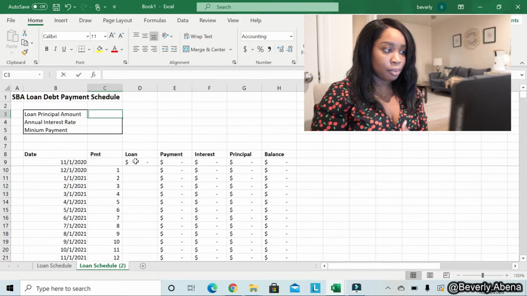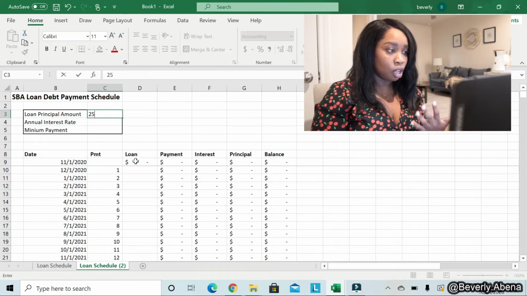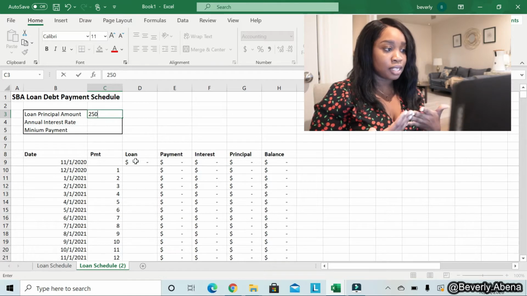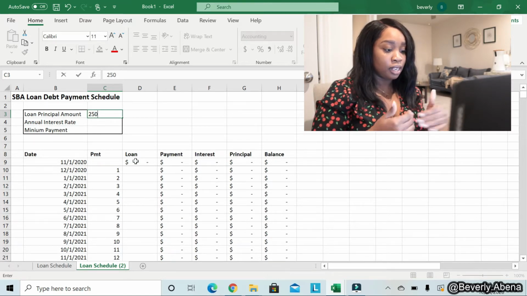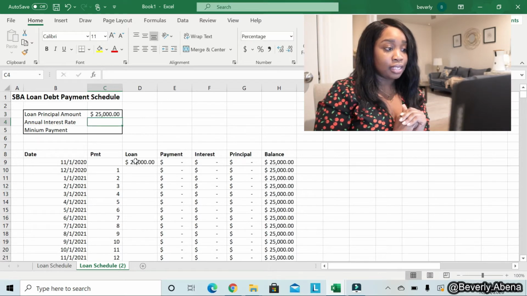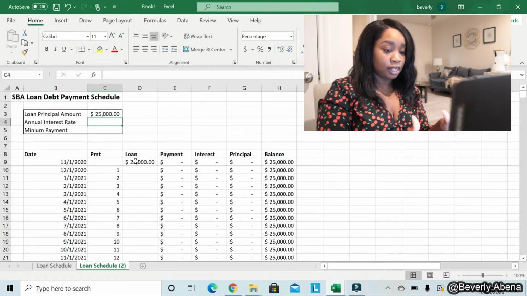So what I have right here is my SBA Loan Calculator that breaks down how to differentiate between the loan, the interest, and the minimum payment. Also how a lot of these loans are set up. So I want to give an example. Say you want to start a business and the loan agreement is for $25,000 principal. This is what you borrow from the bank. And they say you have a 4% interest.